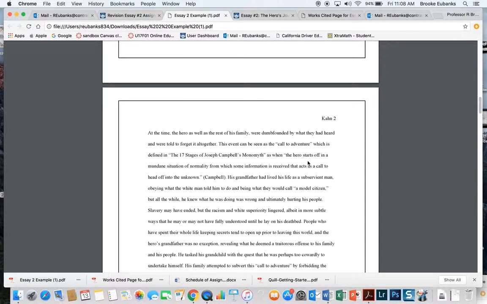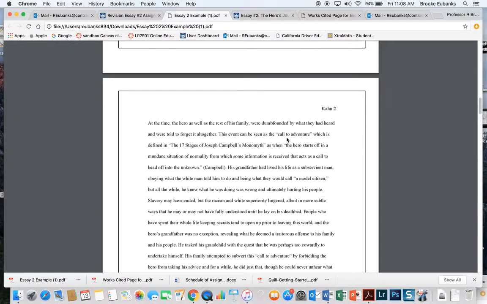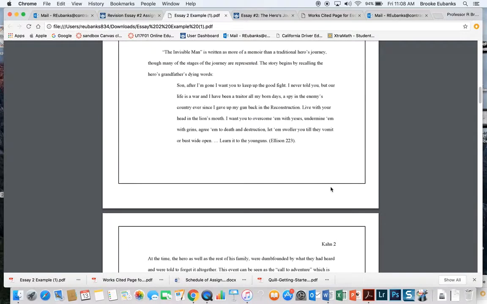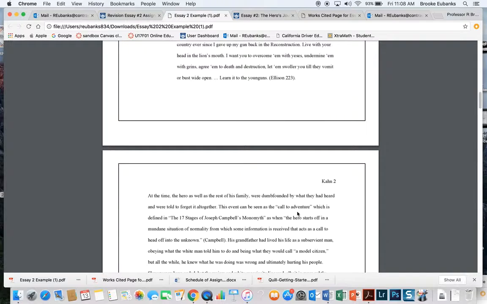So the one thing I wanted to point out that a lot of students don't do that this particular author did well was he pairs the stages. So here he's talking about the call to adventure with something that happens in the story, but he uses direct quotes for both. Okay? So he talks about the dying words of his grandfather, right? Learn it to the youngins. A lot of you use this quote as a call to adventure. But instead of just saying, hey, that's a call to adventure, he says this is defined by Joseph Campbell as the hero starts off in a mundane situation, okay, of normality, from which some information is received that acts as a call to head off into the unknown.